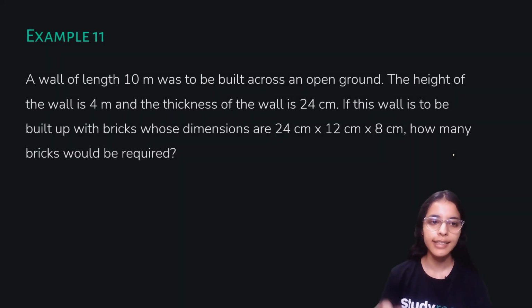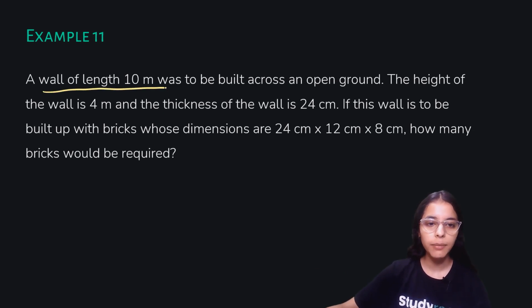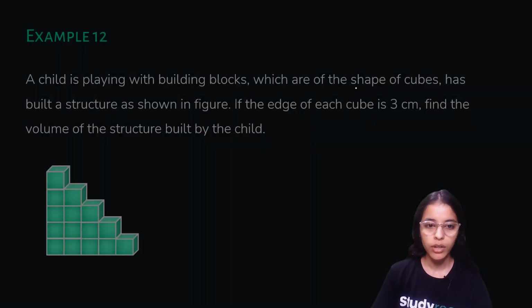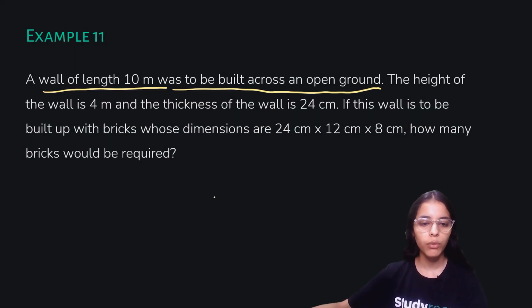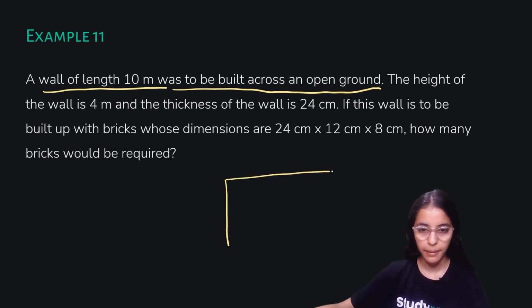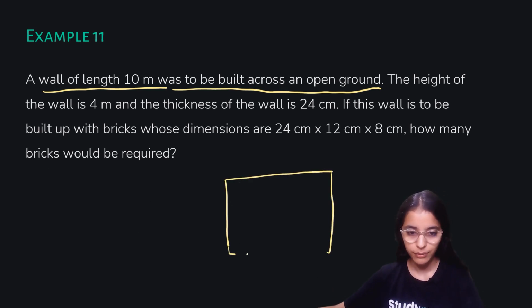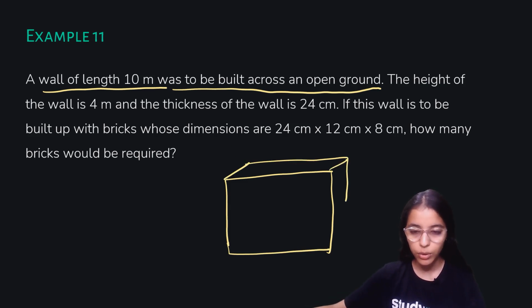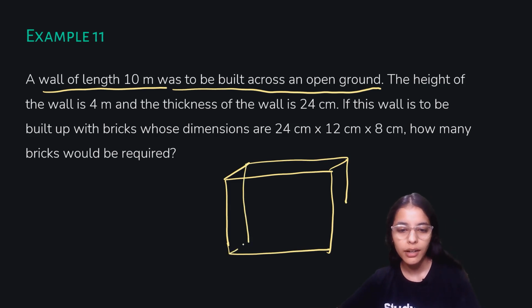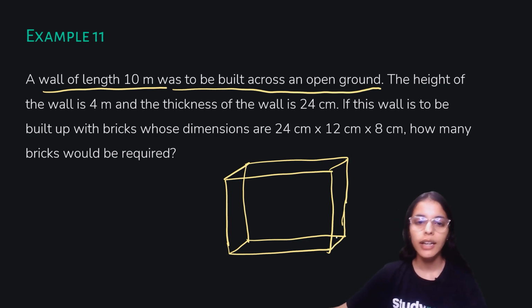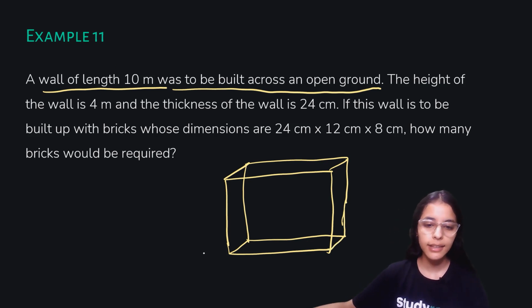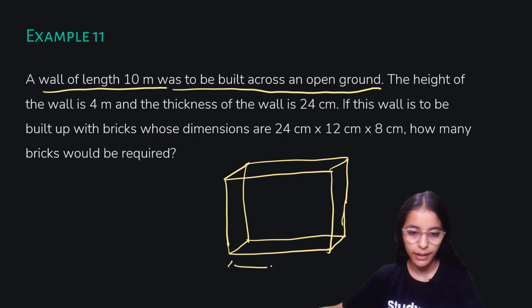Now moving on to our next example, example number 11. In this it's given that a wall of length 10 meter was to be built across an open ground. So our wall is like this. This is our wall. You know the wall is always a cuboid. Now it is to be made in an open ground, and the length is given to be 10 meters. So I'll just write here 10.